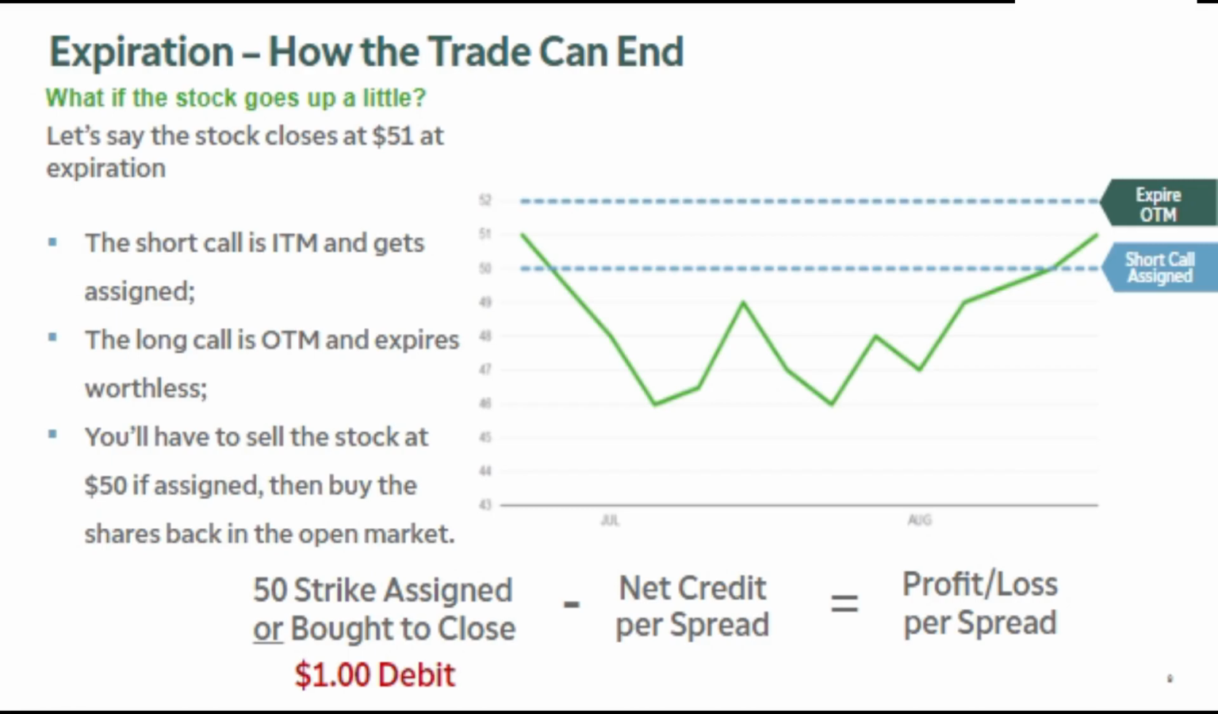So that's a debit. You still have that net credit that you received from selling the vertical of $1. So your total P&L on the trade is $0. So it's trading right at 51. You will break even on this trade.